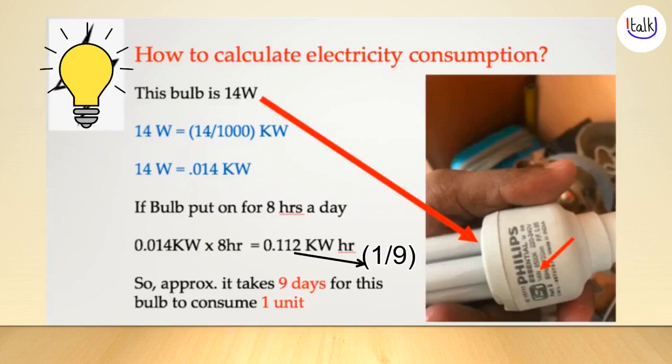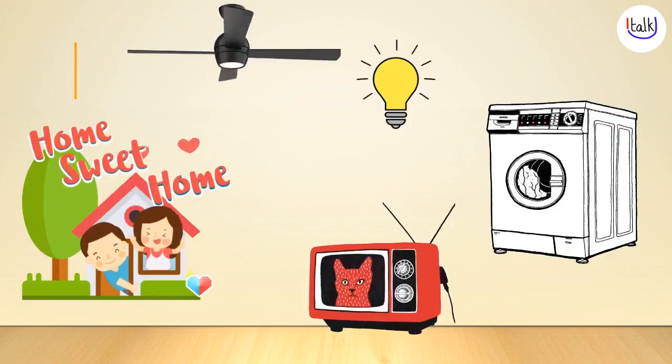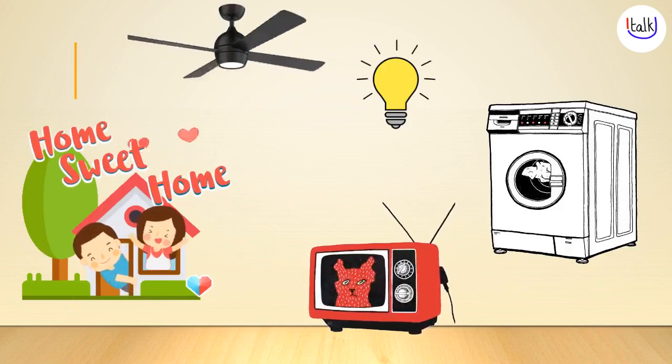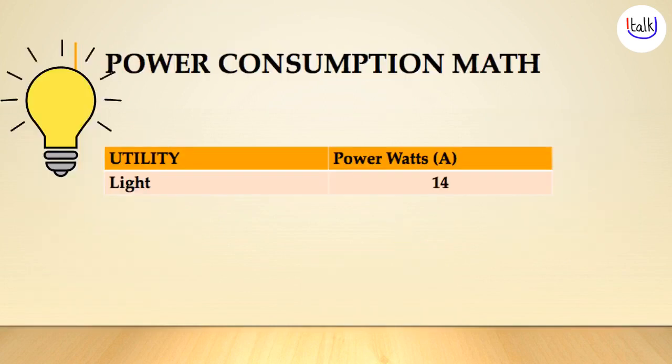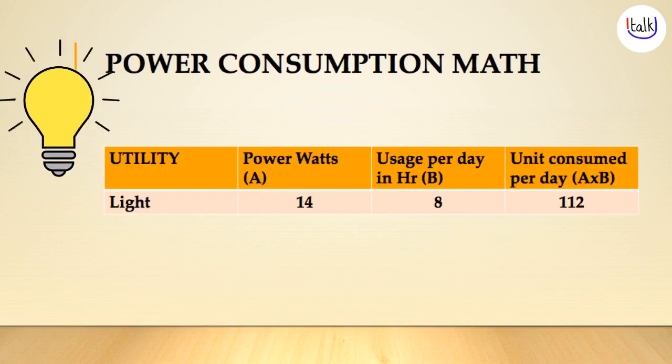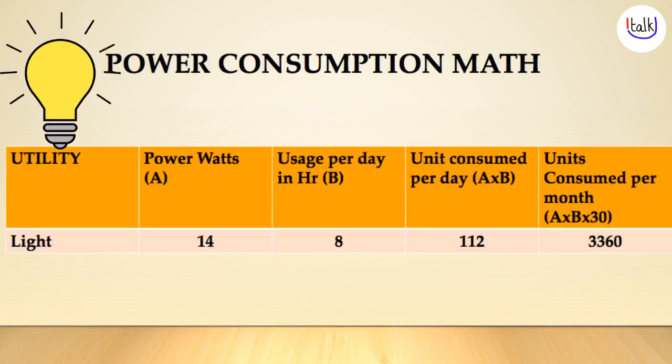Let's take a case of a typical home that may have a fan, a bulb, a washing machine and a television. To begin with, bulb, which has got 14 watts power rating and it is used 8 hours a day. That will result to 112 watt hour per day, and the monthly consumption is going to be 3360 watt hour.